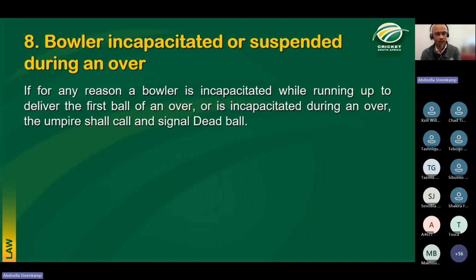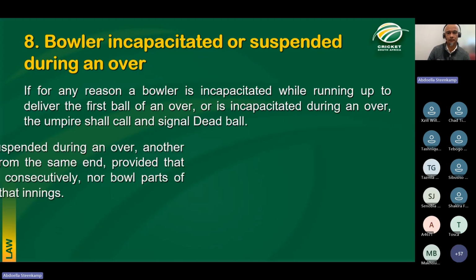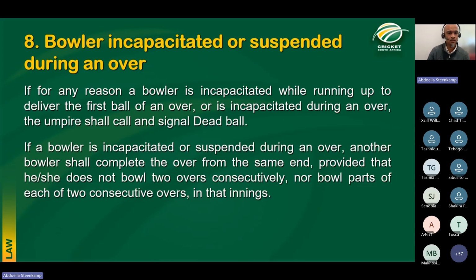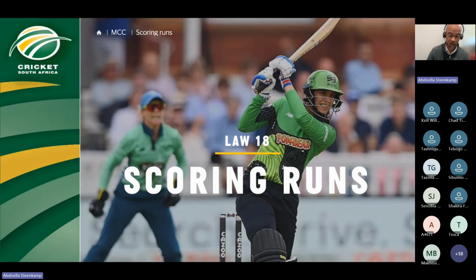So what happens if a bowler is injured or ill or suspended during an over? If a bowler gets injured or ill while running up, let's say the bowler pulls a hammy, what now happens? The bowler is now injured. The law allows for that bowler to be replaced. The over needs to be completed by another bowler. And this new bowler that's going to complete the over should not have bowled the previous over, nor is this bowler allowed to bowl the new over.